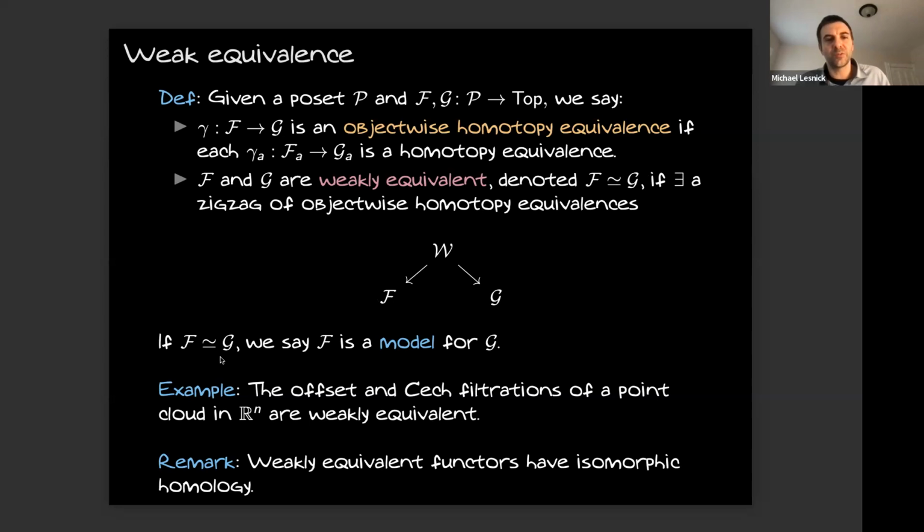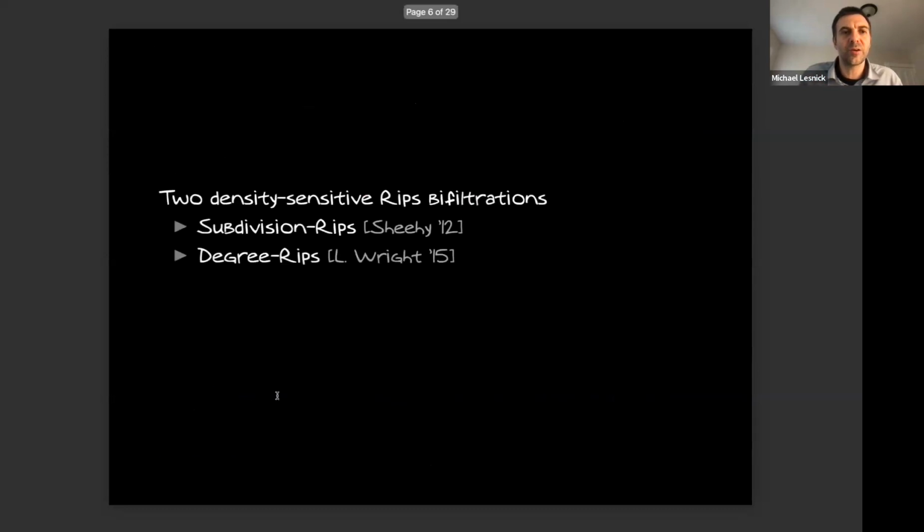The best known example of weak equivalence in topological data analysis is that the offset and Čech filtrations of a point cloud in R^n are weakly equivalent. You can see that if you dig into the usual, say, Hatcher proof of the Nerve theorem. Now, weakly equivalent functors have isomorphic homology, and in practice we're usually working with homology, but when stating results, it's sometimes nice to work directly on the level of filtrations using this language.